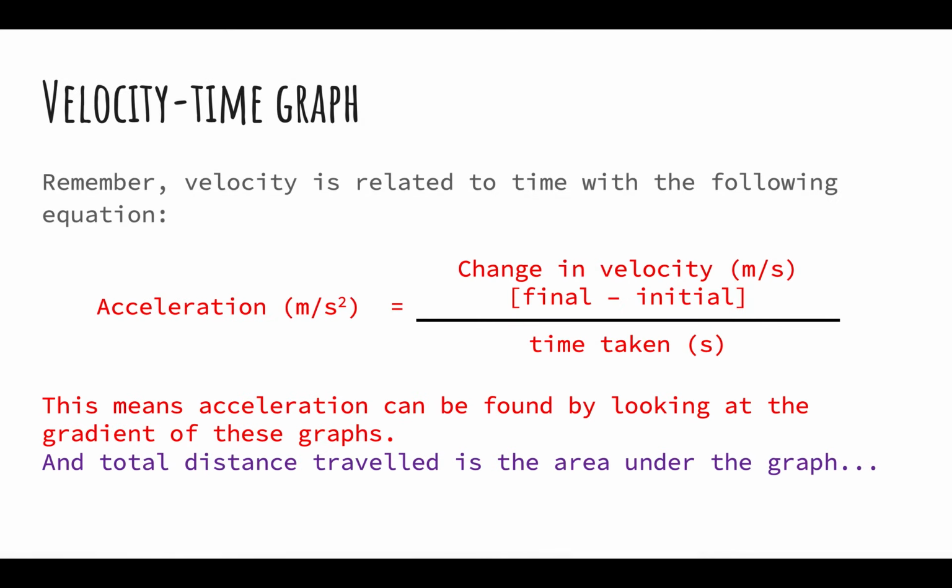Okay, so remember, velocity is related to time with the following equation. Acceleration is the change in velocity divided by time taken. So this is the final velocity minus the initial velocity divided by the time taken.